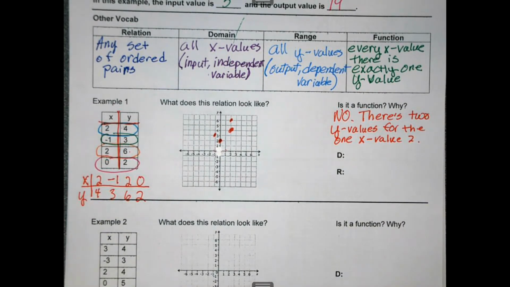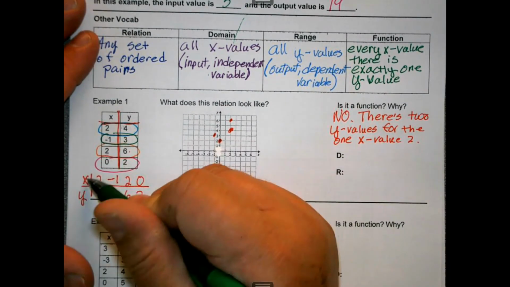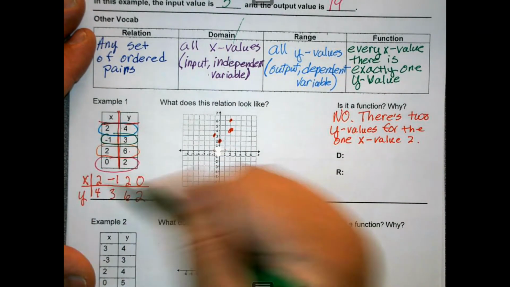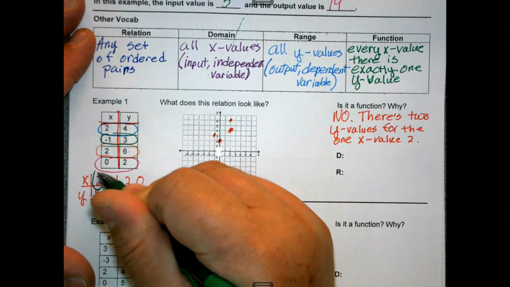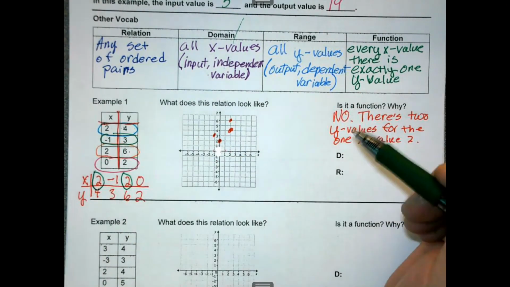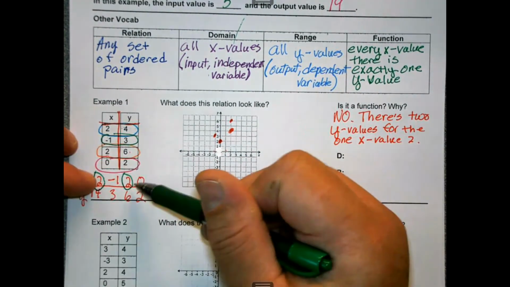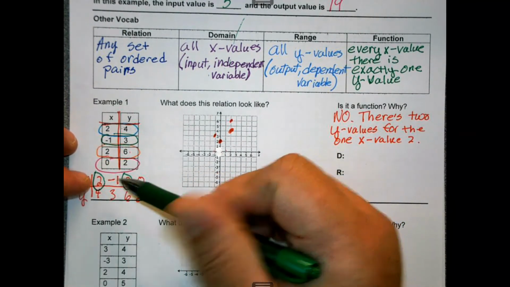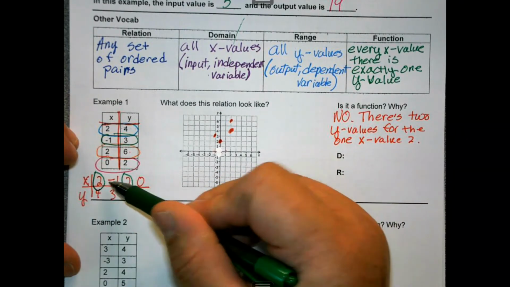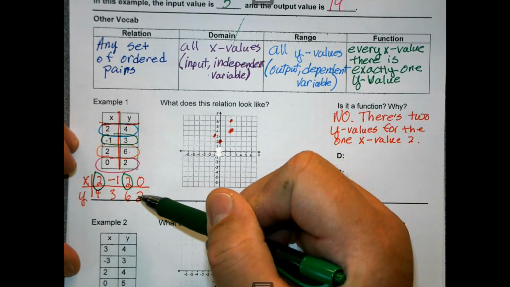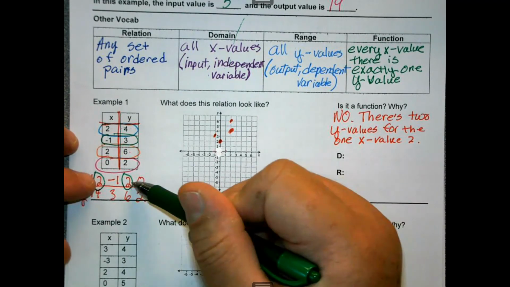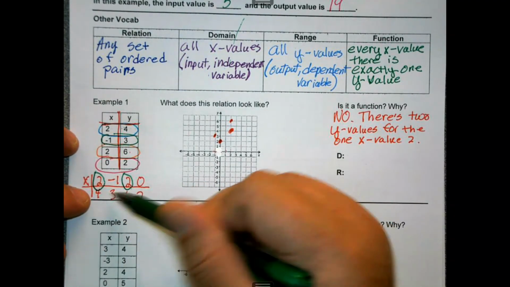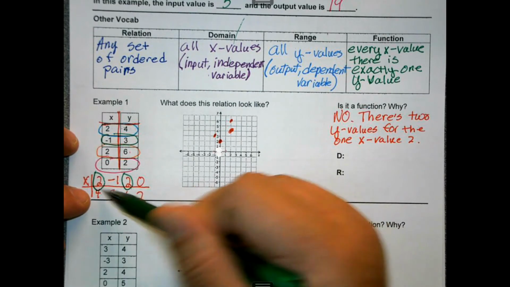There is an easier way to do this. In fact, there's a couple of easier ways to do this. If I look at my x's here, I have the same value, right? The 2 is twice. 99% of the time, if I have the same x value, chances are it's not going to be a function. All I have to do is look down here, and if there's 2 different values for that 2, it's not a function.